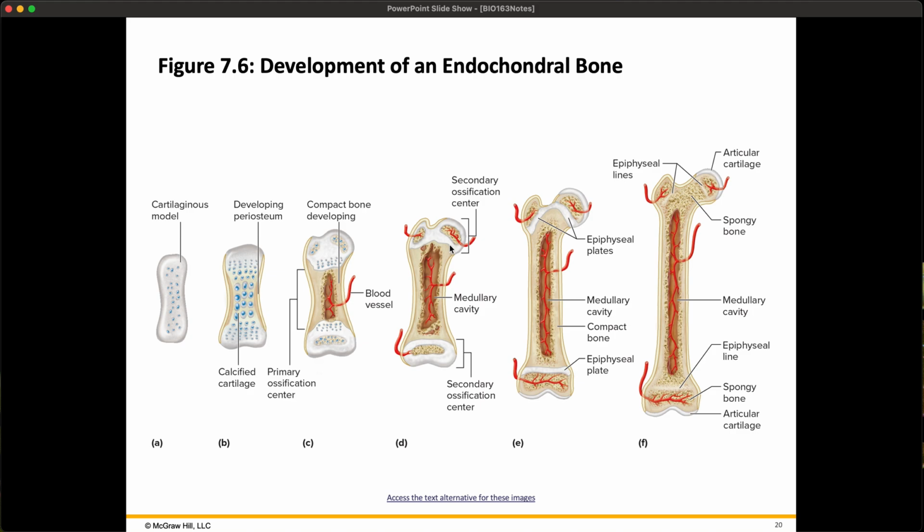And then that starts to give rise to this epiphyseal plate that's dividing the diaphysis and the epiphyses. And that's where your bone is growing from at that point. And then you have fully matured bone, which has an epiphyseal line that can no longer grow.